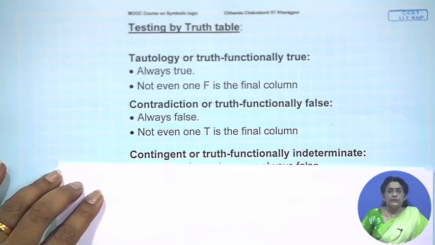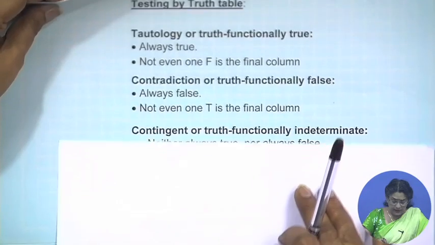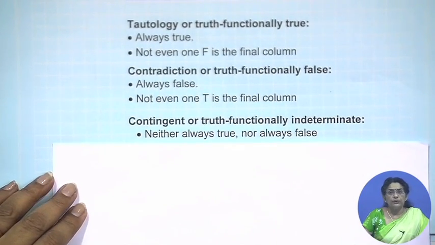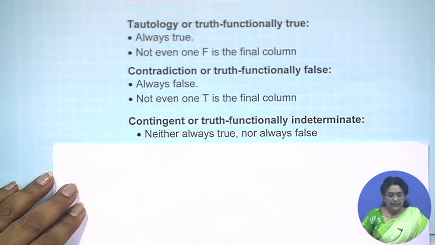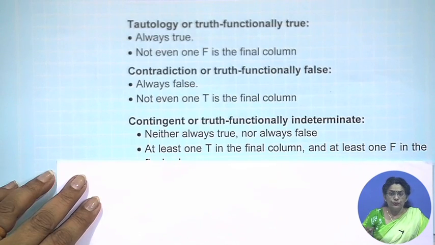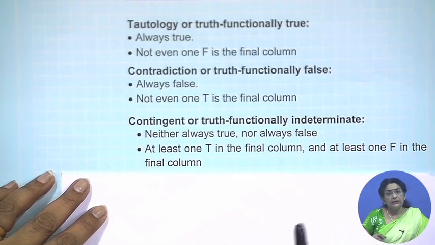On the other hand, in case of contingent or truth functionally indeterminate propositions, what will happen? Well, as you know, it is neither always true nor always false, but what does that mean logically? How many T's, how many F's are going to be there? What do you say? The answer, as you are probably thinking, is that there should be at least one T in the final column to distinguish it from being a contradiction, and at least one F in the final column, so that it is distinguished from being a tautology.